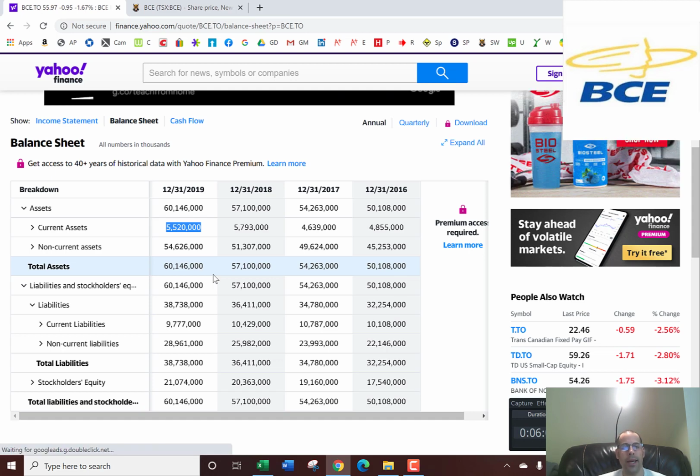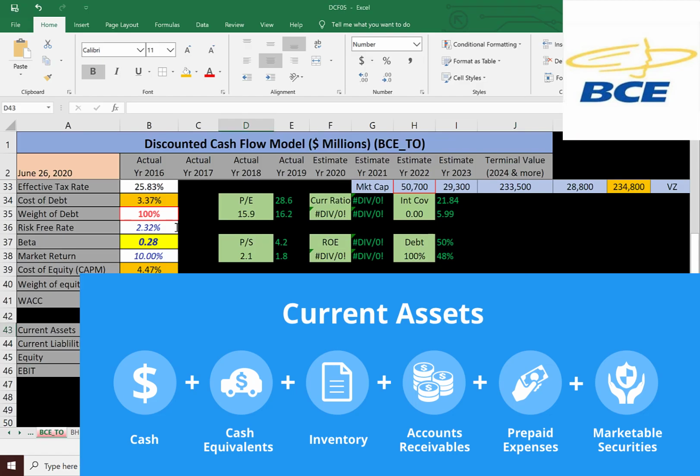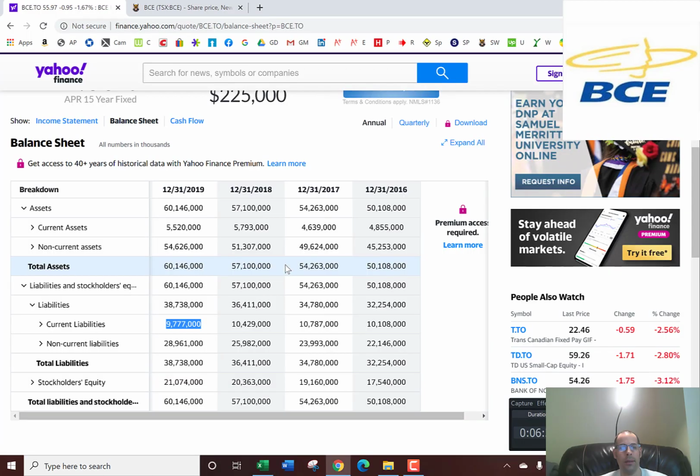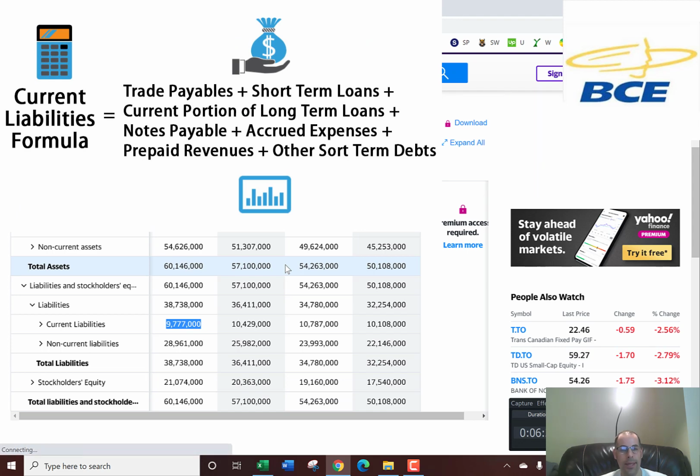Next, we need the current assets, which is $5.5 billion, and that's on the balance sheet. These are assets which can be converted into cash within 12 months. Current liabilities are liabilities due within 12 months, and it's 9.8 billion for this company, and that's on the balance sheet.